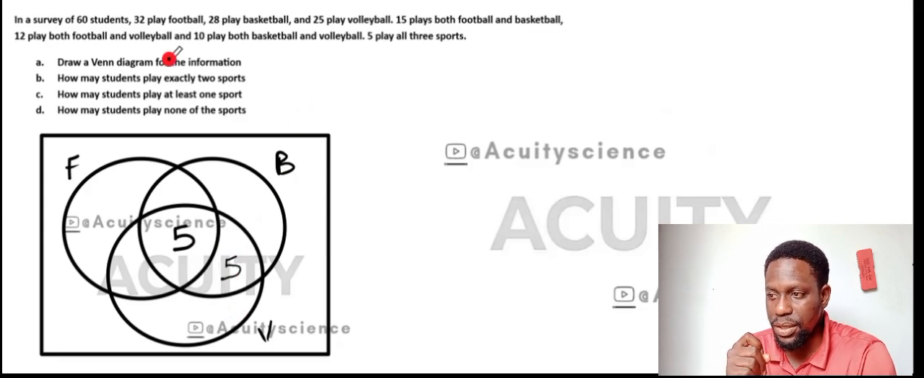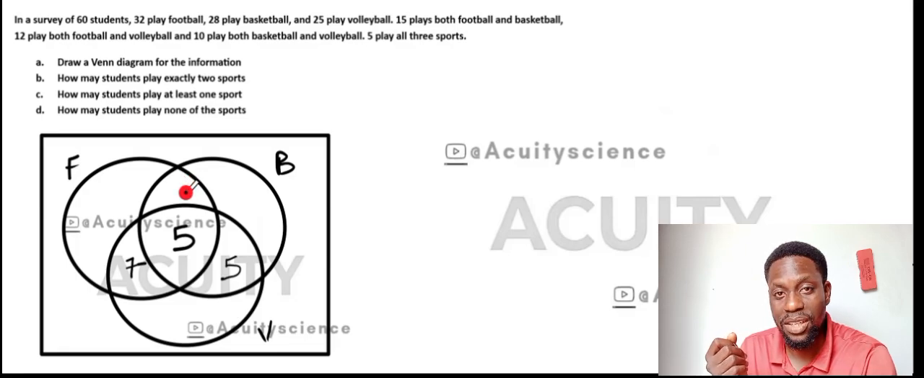Alright, we proceed. The next one. 12 play both football and volleyball. We'll have football here and volleyball down here. So we're talking about this area here. Out of 12, we take out 5, we have 7. Let's proceed. 15 play both football and basketball. We are taking 5 out of 15. I already knew the answer is 10, so I said that unconsciously.